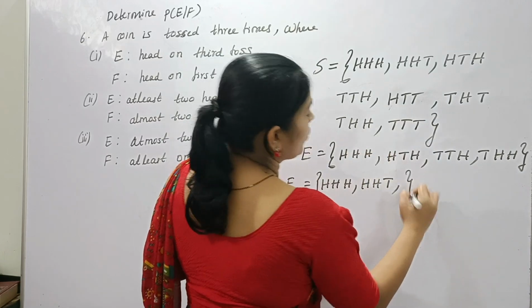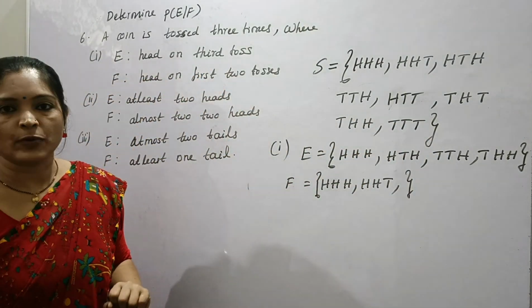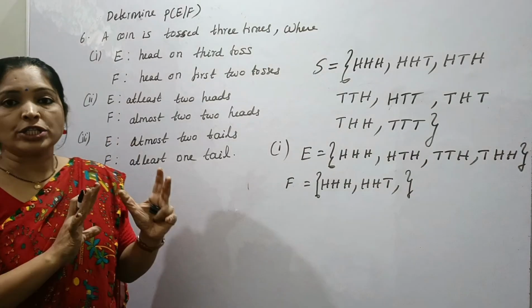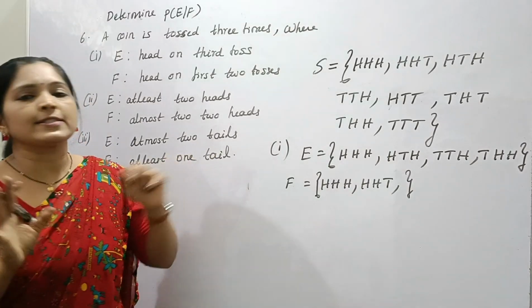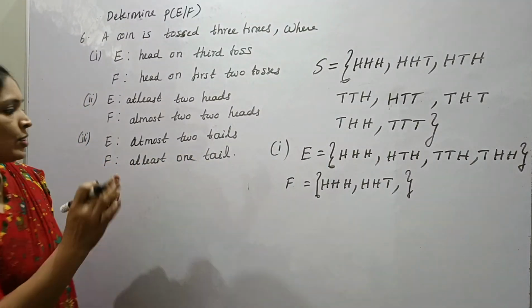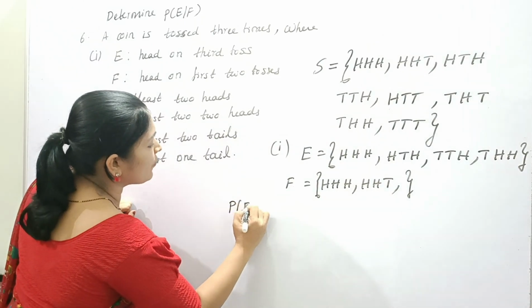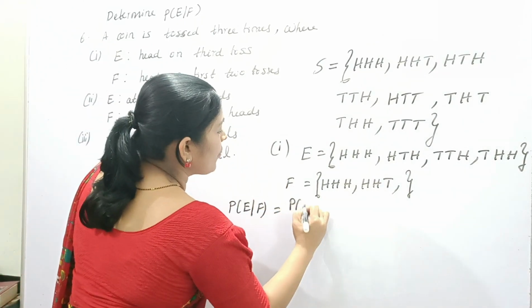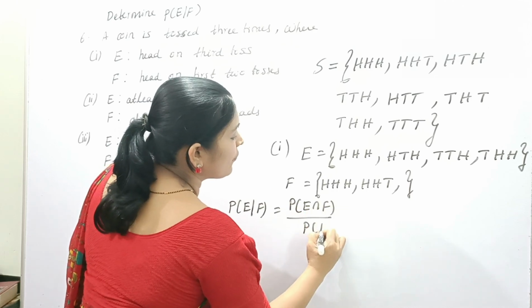That's all, right? Okay, because it is given head on first two tosses. Now we have to find the conditional probability of E given that F has occurred. So here you just apply the formula: probability of E given F is equal to probability of E intersection F divided by probability of F.